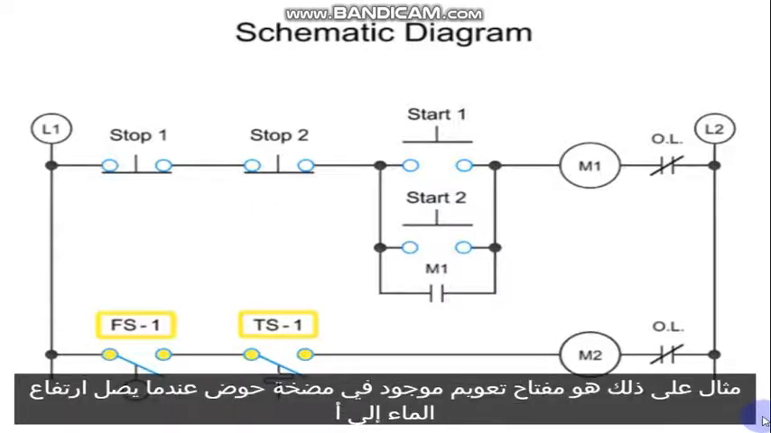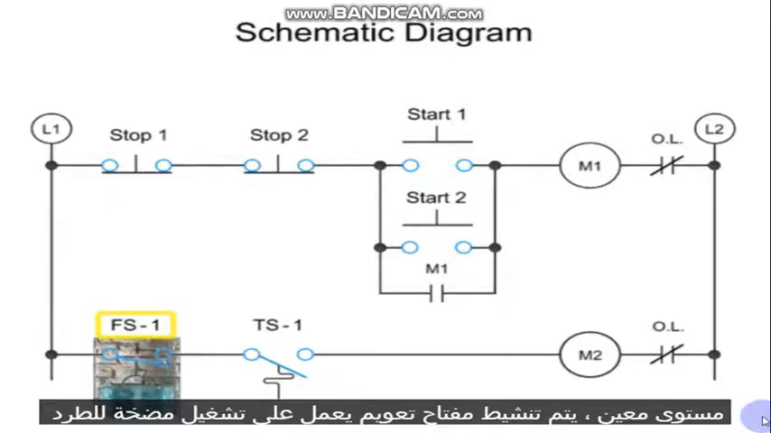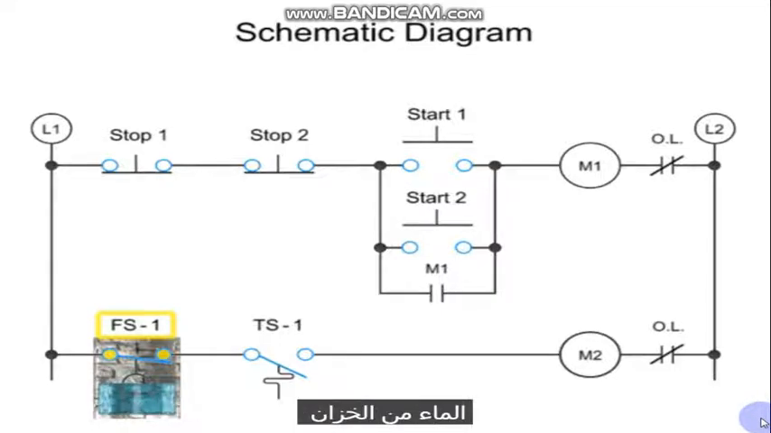A typical example is a float switch found in a sump pump. When rising water reaches a certain level, a float switch is activated that turns on a pump to expel the water from a tank.